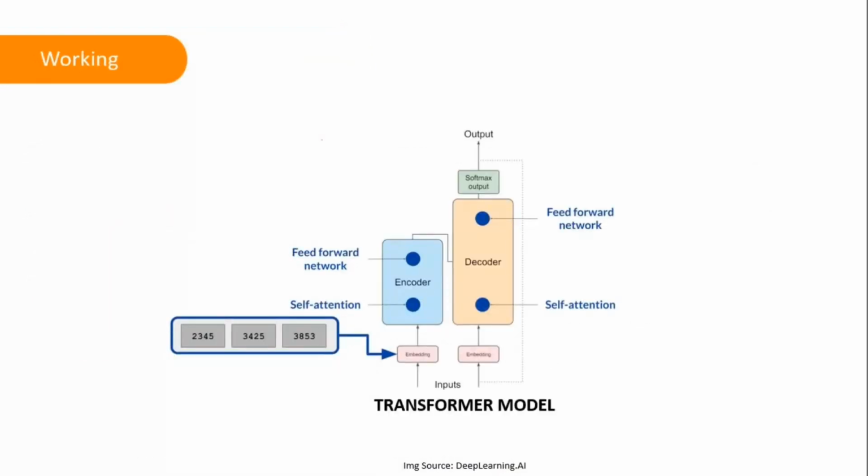Coming to the working, the diagram shows the working of a transformer model. Initially, the input is tokenized and turned into embeddings, which are then passed through the encoder or decoder self-attention and feed-forward neural networks. These network weights are learned during pre-training and further adjusted during fine-tuning, where attention scores are derived and all parameters are modified.